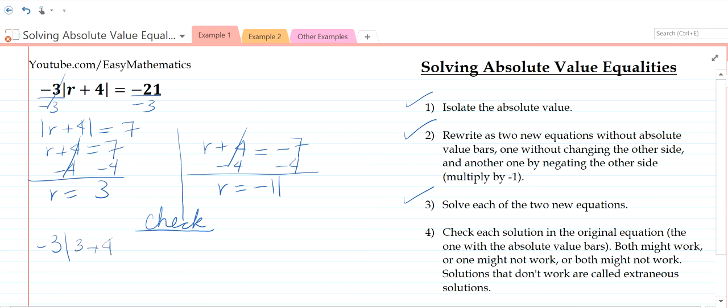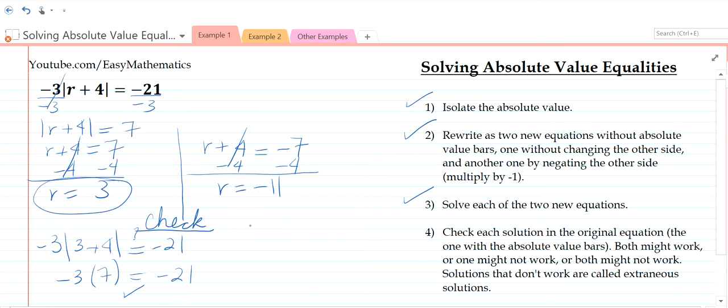So we check in the original equation, in the original question, -3 times absolute value of, and then plug in 3 for r, plus 4, and the question is, is that equal to -21? We get -3 times 7, because absolute value of 7 is 7, and that is equal to -21. So now you could box that up.